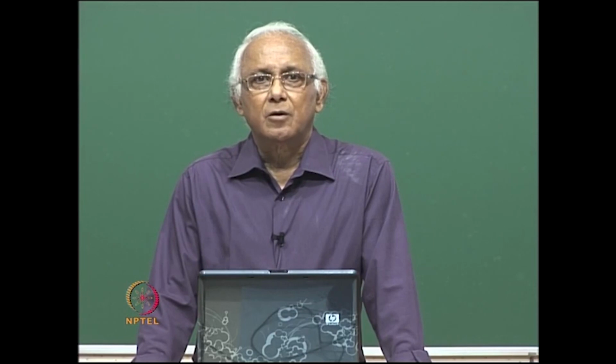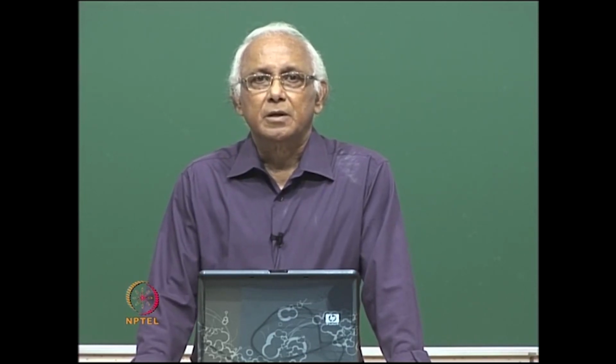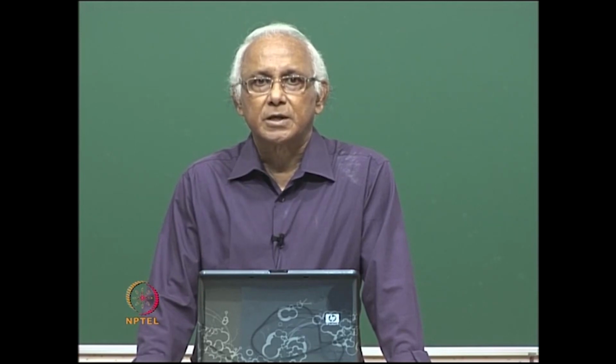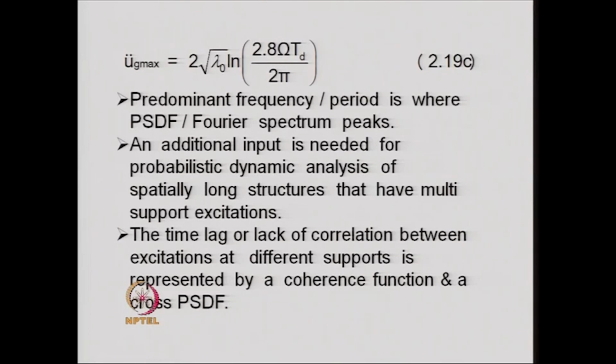There are three components of ground motions which can be given as an input to a structure. Apart from that, there is a torsional component of ground motion and a rotational component of ground motion, which can be obtained from the ground motions measured in the three directions.